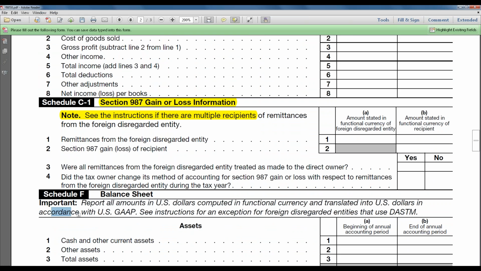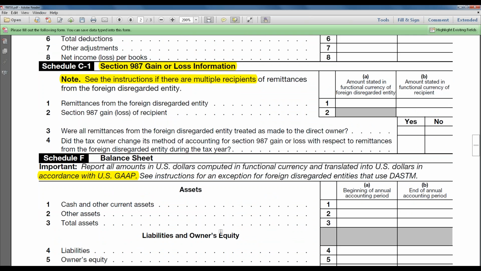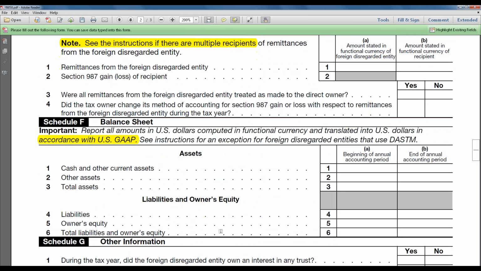And then GAAP, again, for the statement, may not be your tax basis. You may be cash basis. So you're doing a GAAP statement. They really made this balance sheet small, right? I mean, they don't really want to. It's hard to understand.